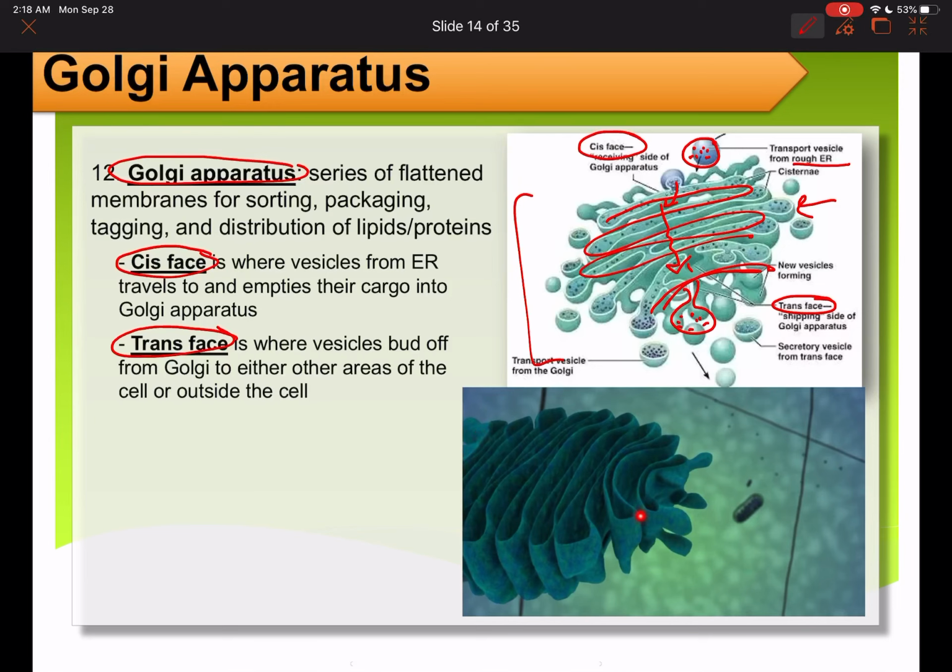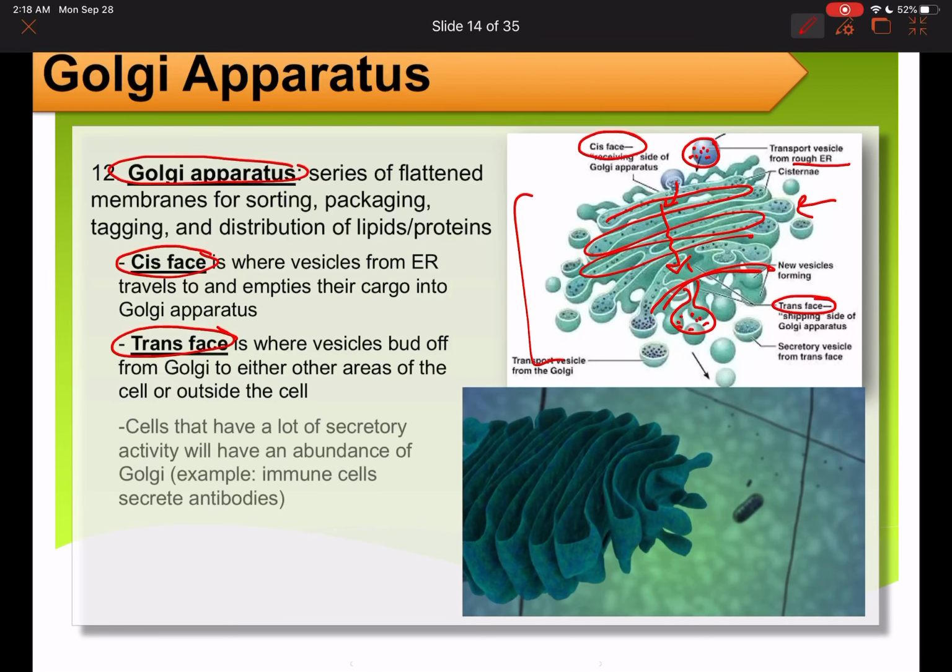If you forget that on the exam, remember it's in alphabetical order. C comes before T. So the one with the C is where the vesicle is first fusing, and the trans phase is where the vesicles are budding off.